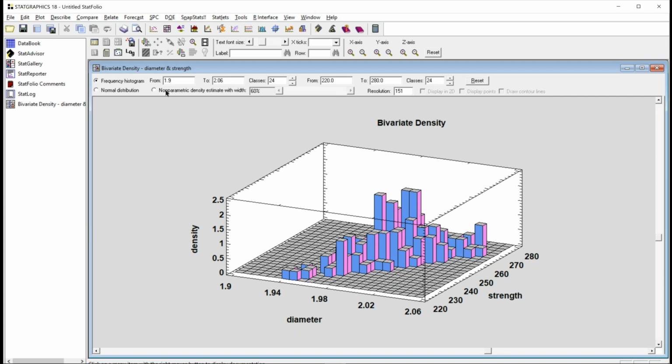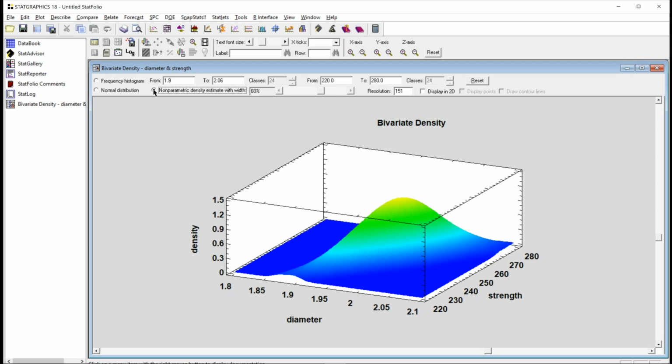Now, the first thing I might want to do is go up to the toolbar here and ask for a non-parametric density estimator. A non-parametric density estimator will estimate for me the density function of those two variables simultaneously. It's the equivalent of a normal curve looking at two variables. And it's based upon, in this case, a non-parametric estimate. It's basically a window that we pass through values of diameter and strength.